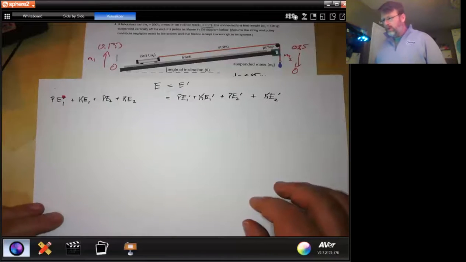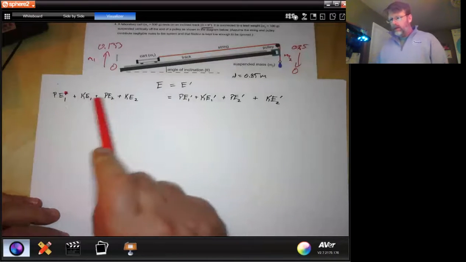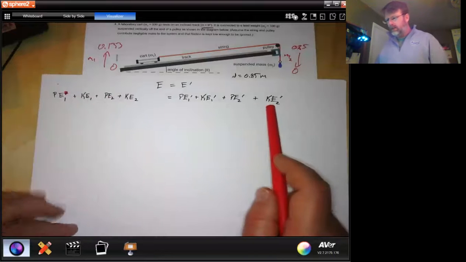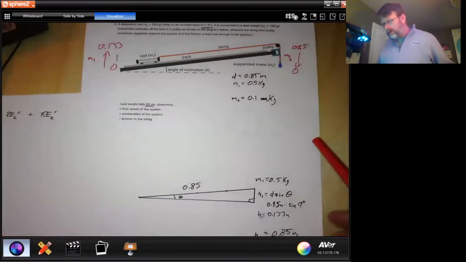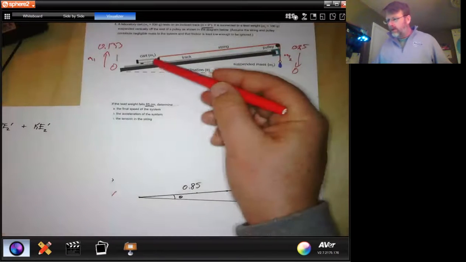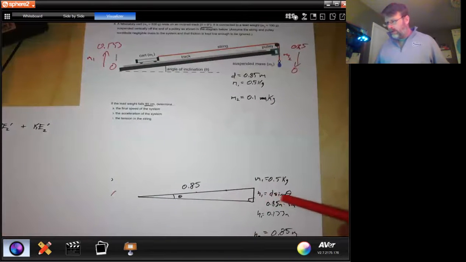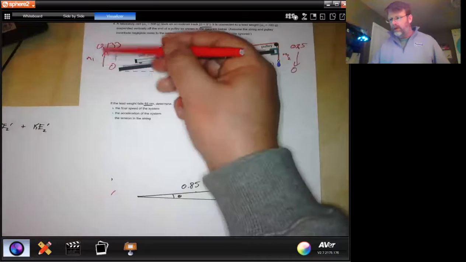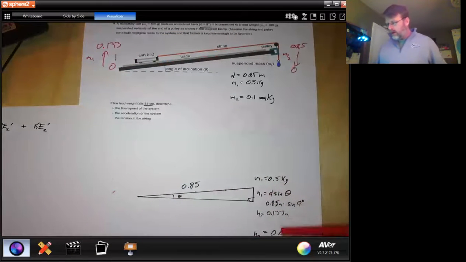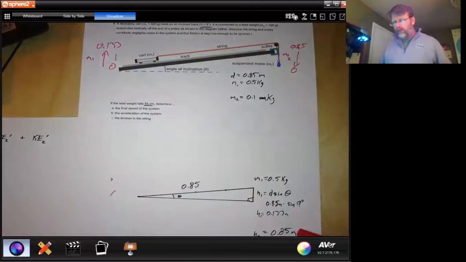As we go through this, we're going to need to know a few different things: all of the heights, all the velocities, and of course all the masses. The first thing I did was take this triangle and find this height. How far does the car go up? I did the hypotenuse times the sine of theta, and that gave me the height the car is going to rise. And of course, the lead weight falls 0.85.